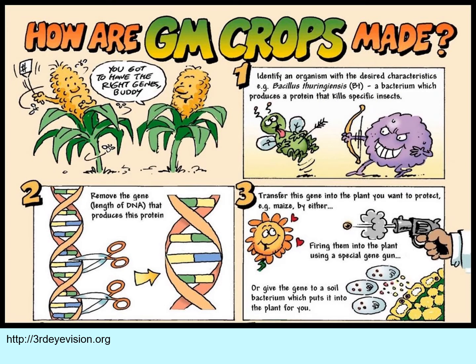Here's another cartoon showing how GM crops are made, or genetically modified crops. So identify an organism with the desired characteristics, such as Bacillus thuringiensis, a bacterium that produces a protein that kills specific insects. Cut out the length of DNA that produces this protein, transfer it into the plant you want to protect, either by firing it in with the gene gun or infecting it through soil bacteria.